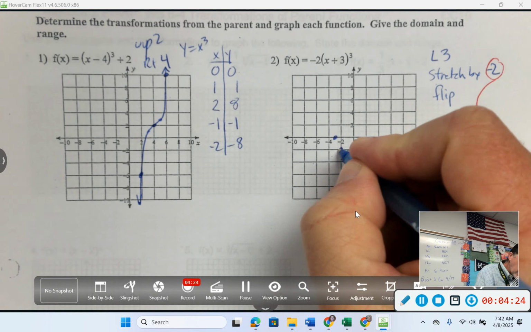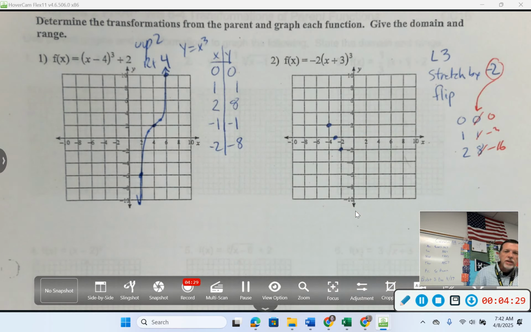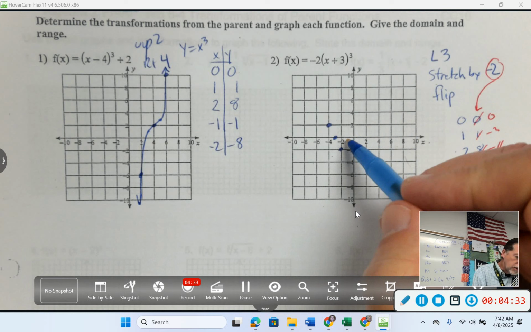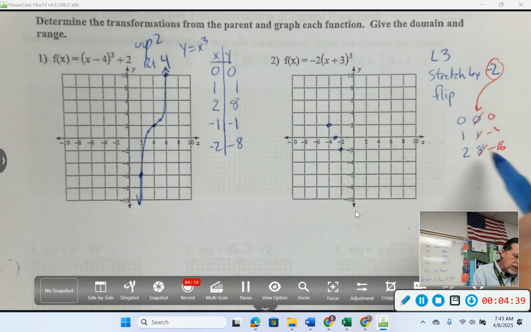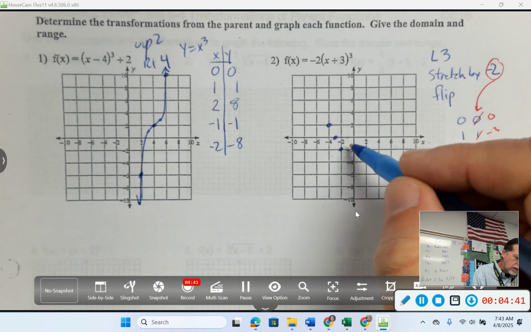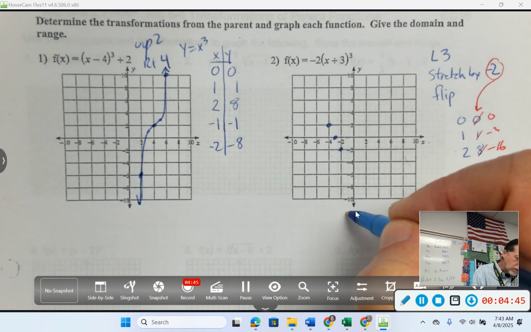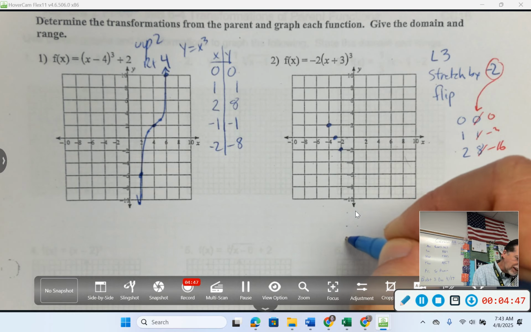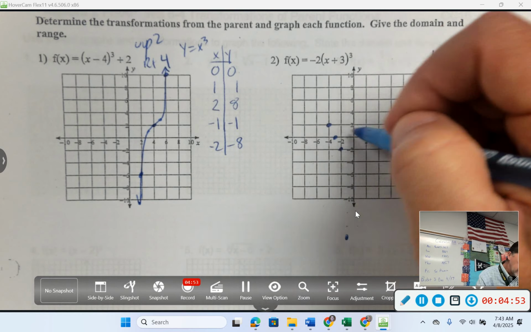So over 1, down 2. Again, careful with the scale. Left 1, up 2, because we're flipped. Over 2, which puts us right in the middle of a grid marker again. That's okay. And then down 16. That's way off the graph. 2, 4, 6, 8, 10, 12, 14, 16, I guess, if we want to put it on there. And same thing on the left side.